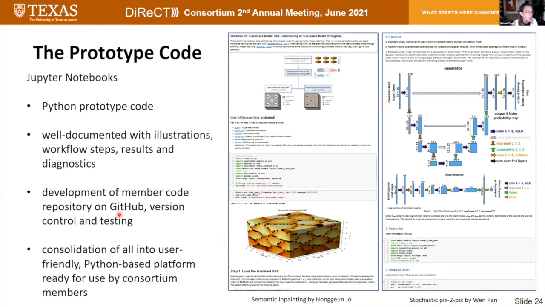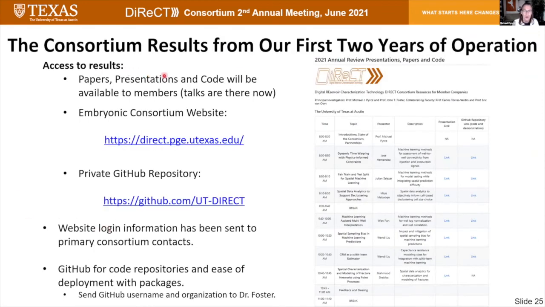It's all available in GitHub repositories. We will be doing a better and better job as we move along to do all of our updates through GitHub and make it easy for you to deploy the code internally. Consortium results for the first 2 years are available for you. They are available on the consortium website, but I would direct you to the GitHub repository located here.